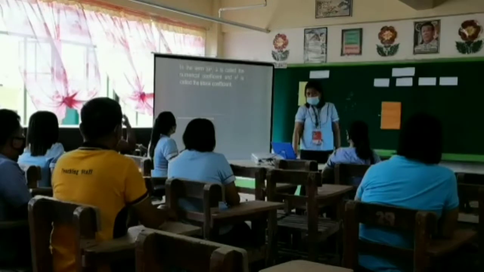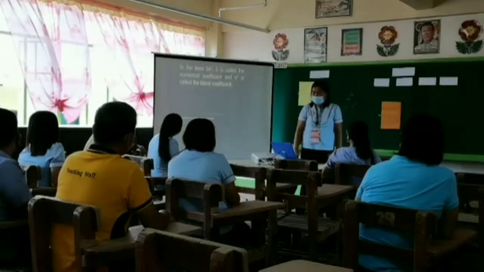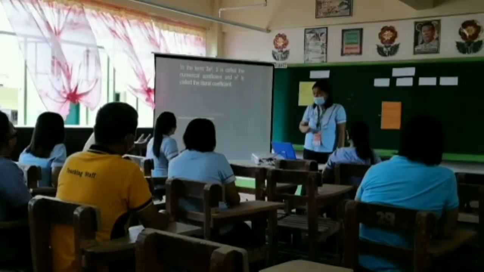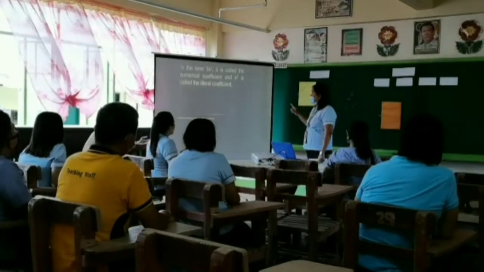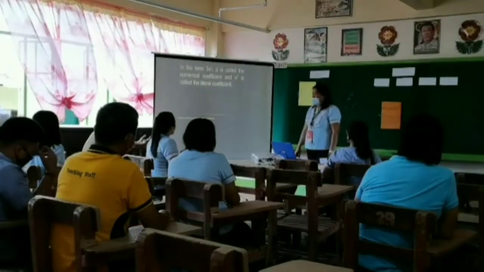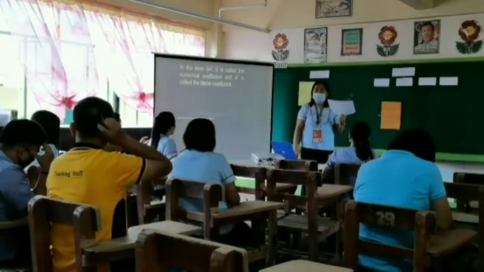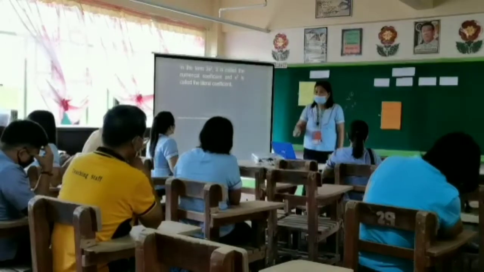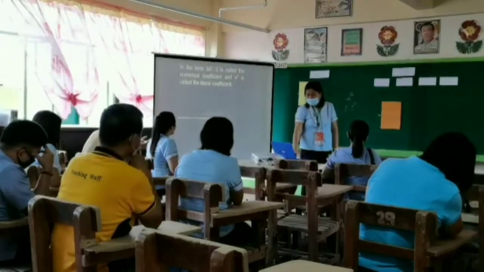Okay, we have here an example. The term 3x squared: 3 is called the numerical coefficient, but x squared is the literal coefficient. Take note of that. The numerical and literal coefficients must be the same for terms to be similar.